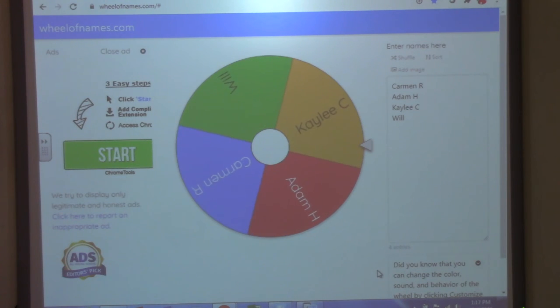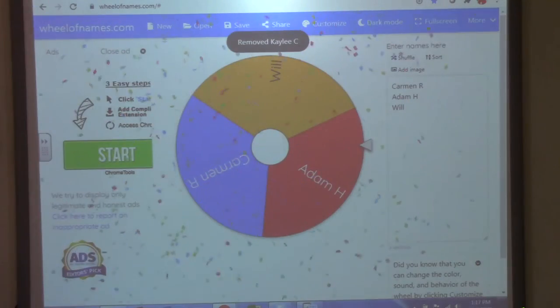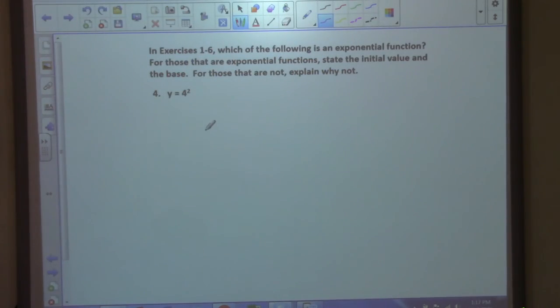Okay, all right. We're gonna get one of these. What do you think? No. And for those that are not, why not? There's really no variable anywhere, right? So I'll say no variable is exponent. But it's even worse than that. It doesn't have a variable at all, does it? Doesn't have much variability.